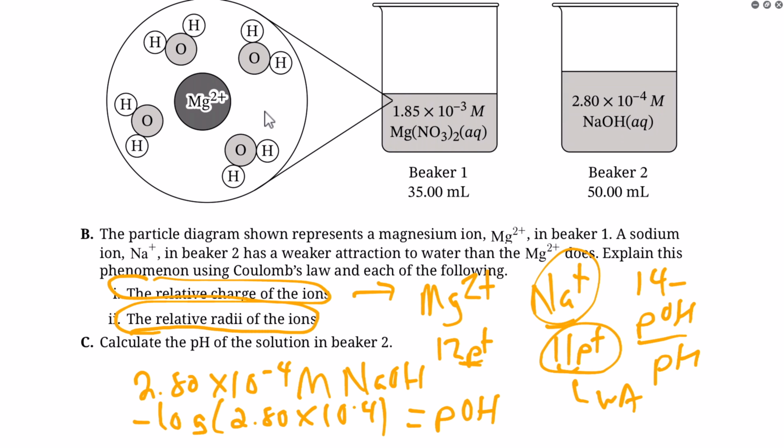So we'll take the negative log of 2.8 times 10 to the negative fourth. And what I get is a pOH that is 3.55. And again, if we subtract that from 14, we will get the pH of our solution. So 14 minus the 3.55 gives me a pH of 10.45.